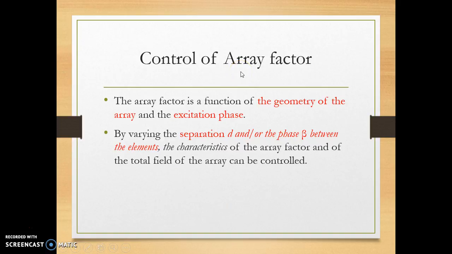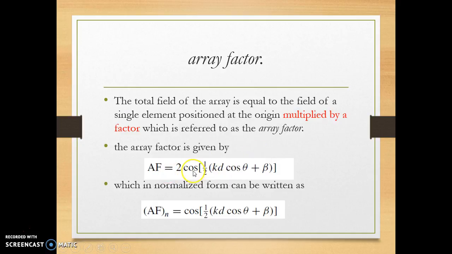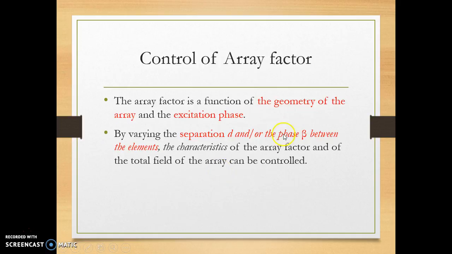Now what are the variables involved in the array factor? It is basically geometry, so how far these two elements are kept, and what the phase excitation is, assuming the amplitudes of both the currents are the same. So by varying the separation d and the phase shift beta between two elements, the value of the array factor can be varied, and if you look carefully, by variation of beta and d, for the same value of theta, AF can be different. So the radiation pattern can be controlled in that particular direction, which is described by theta.